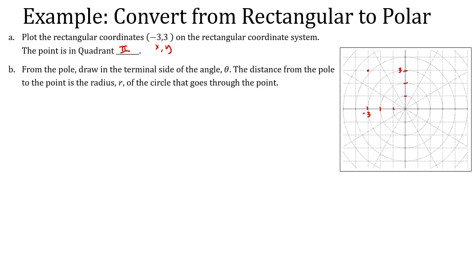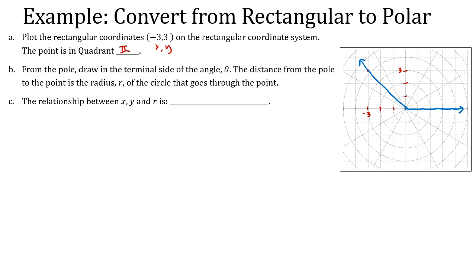Part B, from the pole, so the pole is the origin (0, 0), draw in the terminal side of the angle theta. So from the pole, I'm going to draw in to that point a terminal side. And when we talk about a terminal side, we have to have an initial side. So on the polar axis, I'd be starting on that positive x-axis. The distance from the pole to the point is the radius r of the circle that goes through that point. Okay, it hasn't asked us to find it yet, just to mark it on there.